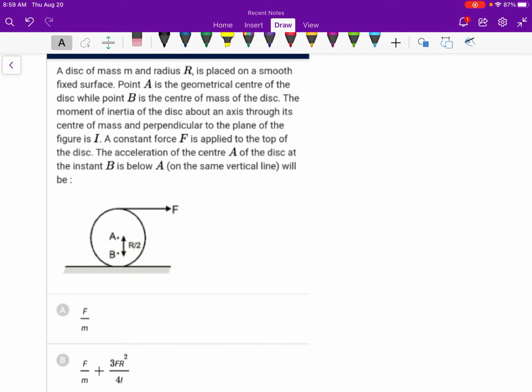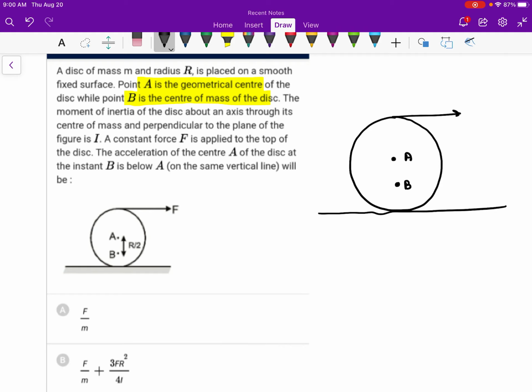A constant force F is applied to the top of the disc, B is the center of mass of the disc and A is the geometrical center. So guys, mind you, this is our disc, B is the center of mass and A is the geometrical center. This force is F. So net torque about the center of mass upon moment of inertia about the center of mass is alpha. So F into (R plus R by 2) upon I, that is 3FR upon 2I. This is alpha.